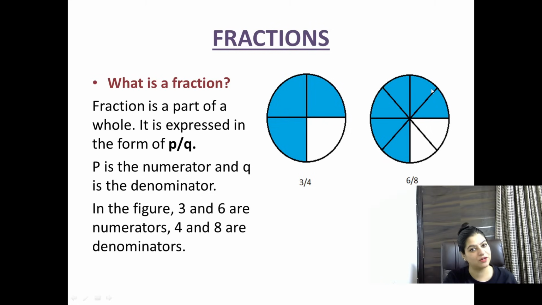Similarly, in this figure, you can also see there are total 8 parts in a whole. And out of those whole parts, 6 parts are shaded. So 6 out of 8. Right. So 6 is the numerator and 8 is the denominator. I hope this is clear to you.